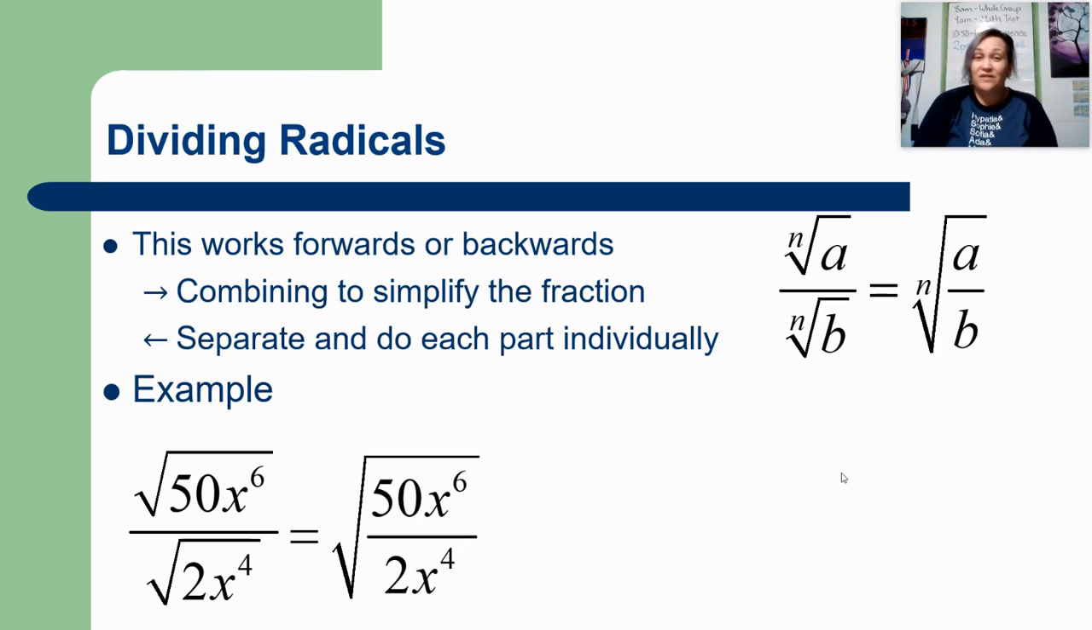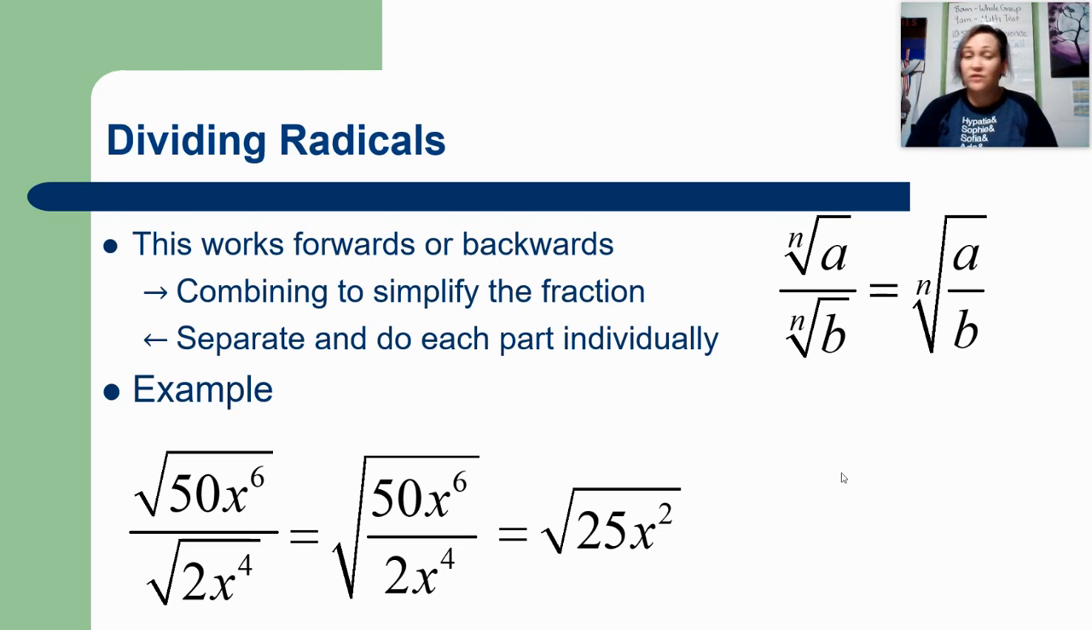So 50 divided by 2 is 25. X to the 6th divided by x to the 4th, you do subtraction, 6 minus 4 is x squared. And now I can do this. This is so much easier.